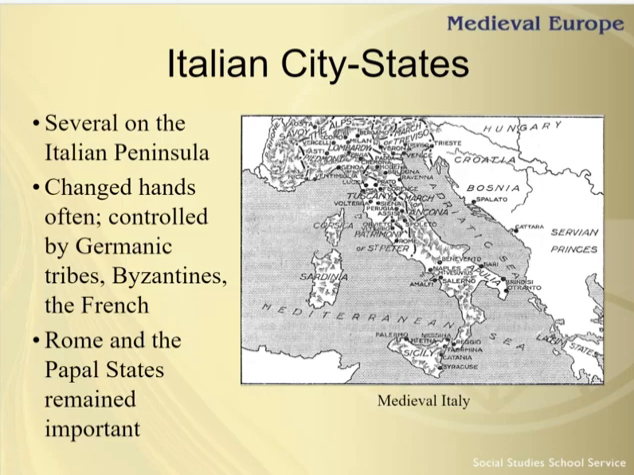Italy. After the fall of the Roman Empire, the various states located on the Italian peninsula remained independent of one another, often referred to as city-states because many comprised an area only as large as a single city. These territories were sometimes controlled by Germanic tribes and were at other times under the rule of the Byzantines or the French. One of the few exceptions was the Papal States, the Pope's land, which included the city of Rome. This area remained important due to its location as the headquarters of the Catholic Church.